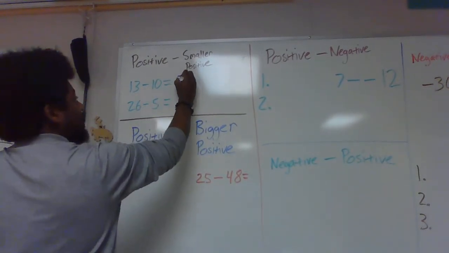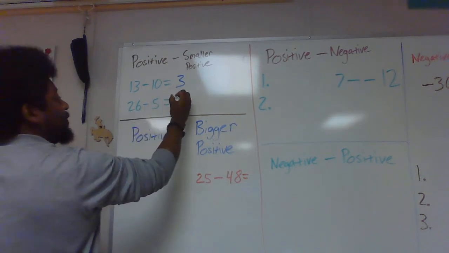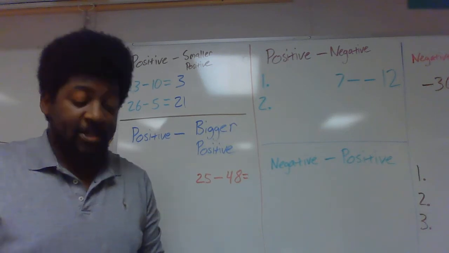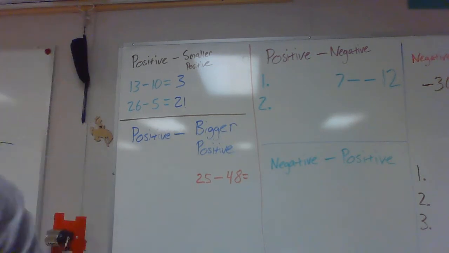13 minus 10 is 3. 26 minus 5 is 21. Positive minus a smaller positive, all you're doing is actually subtracting. You guys already know that.